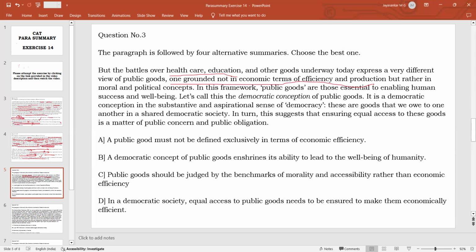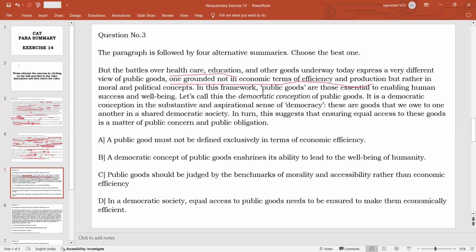It means public services should be measured in terms of economic efficiency, meaning the amount you spend on public services, whether they are able to recover the cost from the people. That is economic efficiency. So that is one view, that public services should have this economic efficiency. But what is the other view? It should be based on moral and political concepts. And what is a political concept? The concept of democracy.